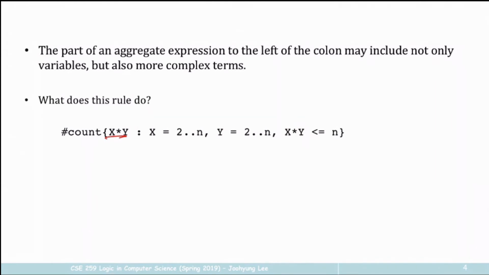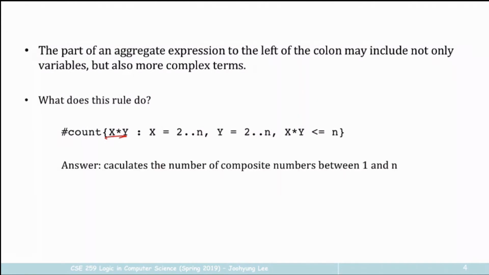So let me ask you then, what is the value when n equals 5 here? What is the value when n equals 5? Nathan? 1. And which one is that? 4. 4 is the only composite number between 2 and 5. Right? Okay, good. Are we together?